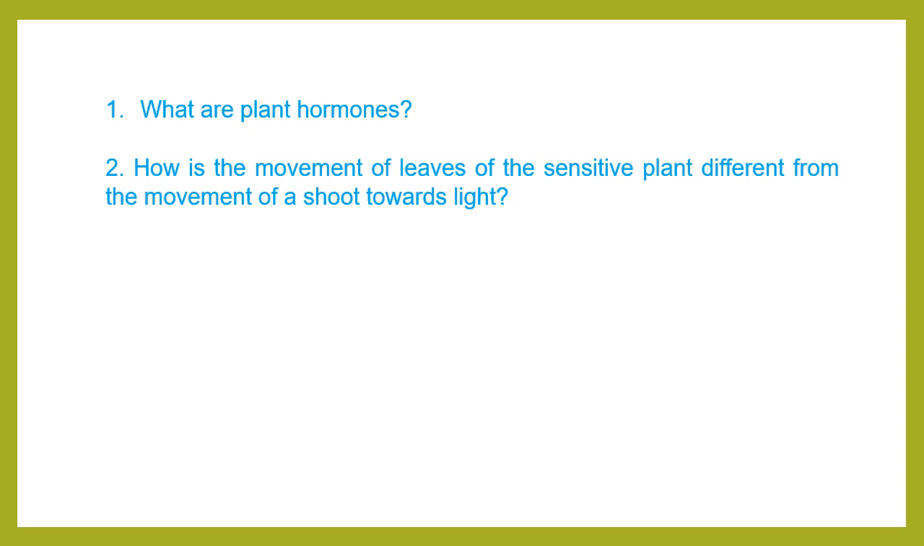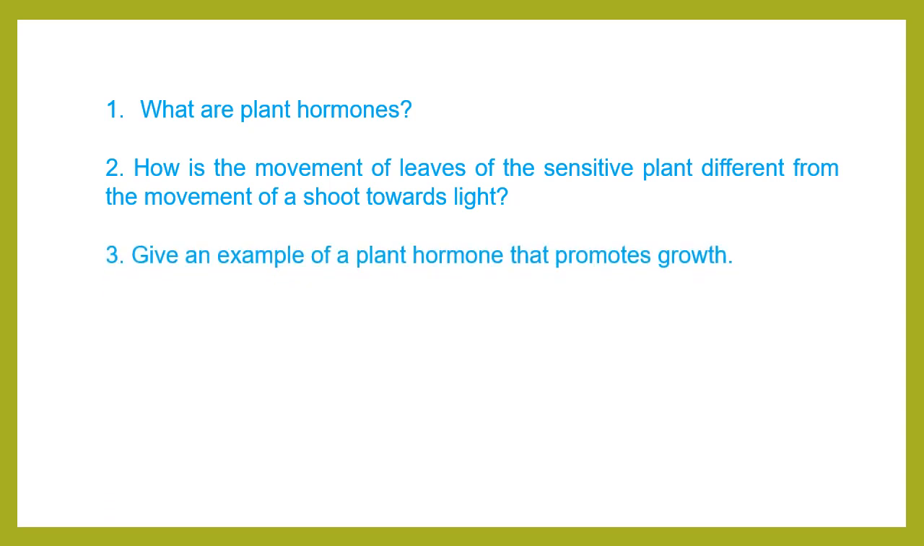Okay. Next. Give an example of a plant hormone that promotes growth. You can write down any of these: auxin, gibberellin, especially auxin. All the points you already noted: auxin, gibberellin, cytokinin, with 3 points each in your classwork copy.